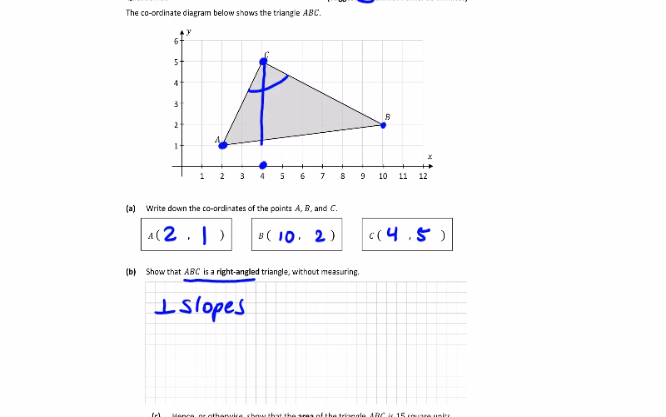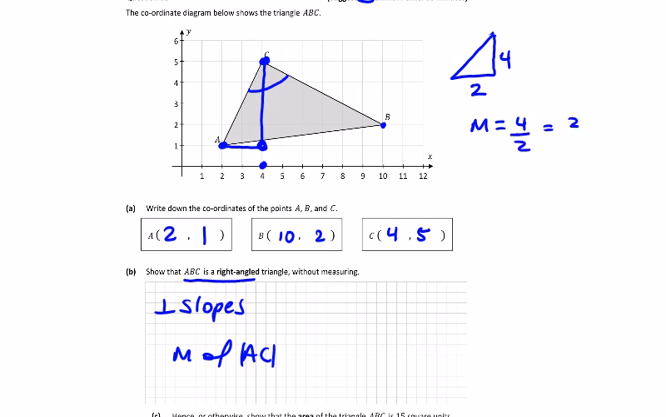So let's get the slope of AC using this triangle. M of AC. Let's draw the triangle out here. The run is from 2 to 4. So the run is 2. And the rise is from 1 to 5. So the rise is 4. So m is positive 4 over 2, which is equal to 2 over 1. We'll keep it as a fraction. So the slope of the other one will have to be minus 1 over 2. So we're looking at BC this time. BC, this triangle.